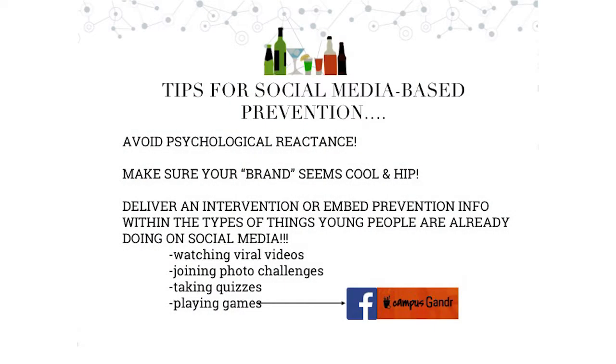So this is something that I've been kind of obsessed with during the past year: okay, given the data that we've collected, what can we do? So here are some tips for social media-based prevention. Avoid psychological reactance. Psychological reactance is this thing that happens when we try to give someone prevention information and they don't want it, or it makes them uncomfortable.